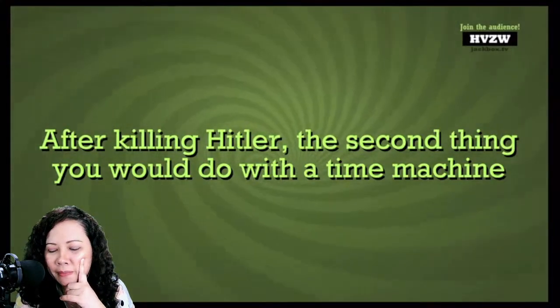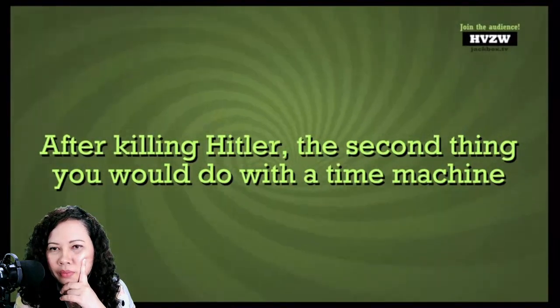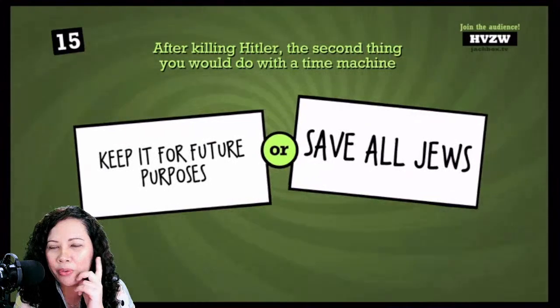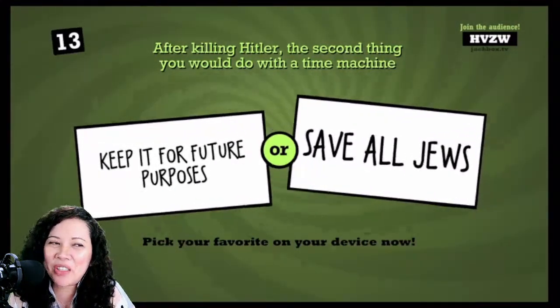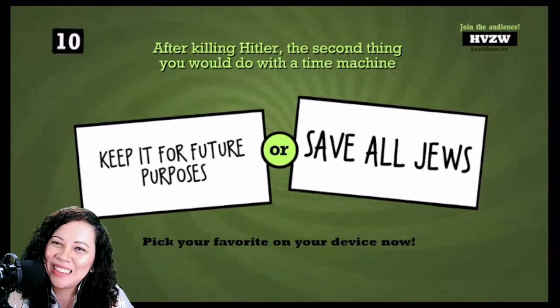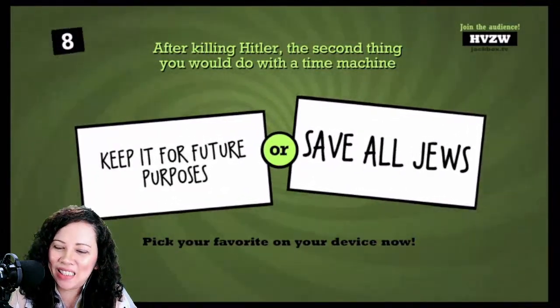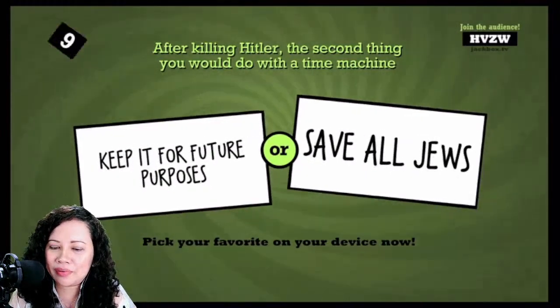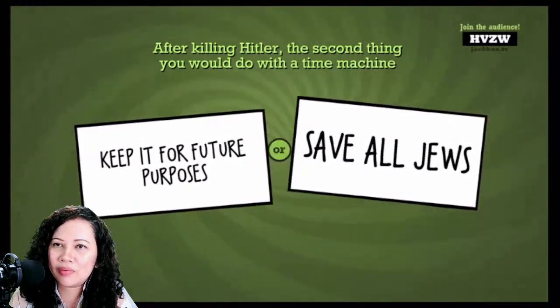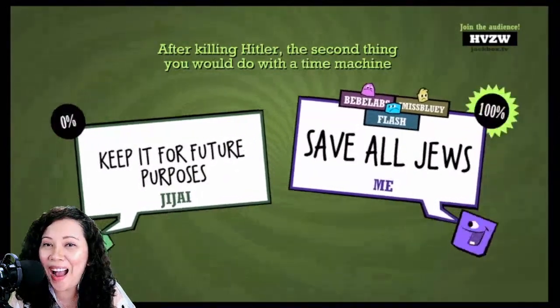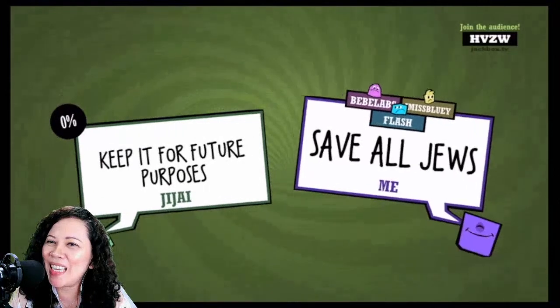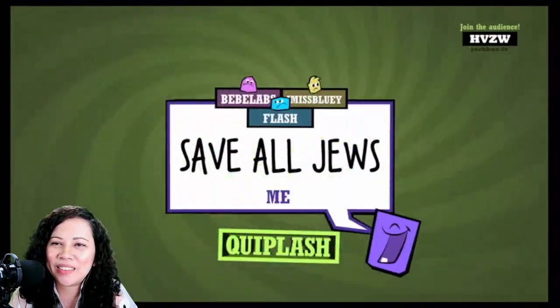The first prompt is, after killing Hitler, the second thing you would do with a time machine. Keep it for future purposes. Okay, vote for your favorite. Keep it for future purposes. Ayo. Wow! Nice one, nice one. Nice. Quick flash! I think I'm going to win this game.